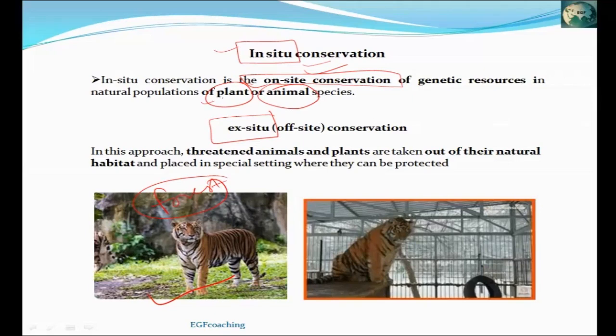Now, ex situ conservation means off-site conservation. It is done by taking them out of their natural habitat. For example, the tiger which lives in the forest. Now, if due to some reasons the population of tiger has declined extremely, then we take it to some breeding center where its number is increased through breeding, or it can be taken to a zoo so that it remains protected and the existing individuals of the species survive.